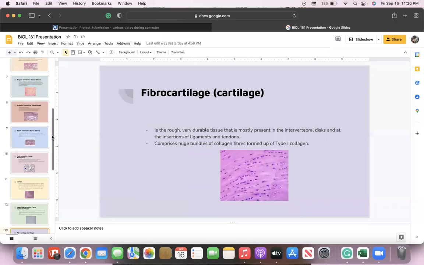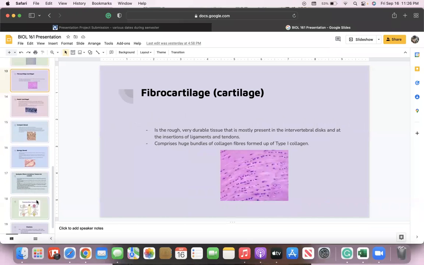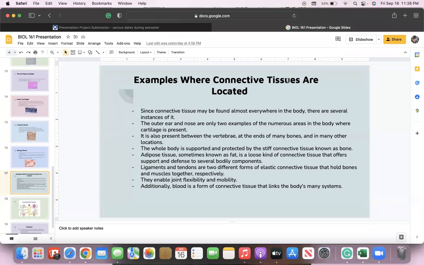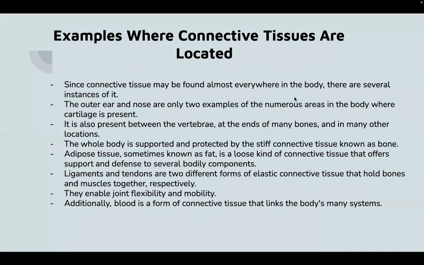And now we are going to talk about where certain connective tissues can be located. Since connective tissue may be found almost everywhere in your body, there are several instances of it. It could be found in the outer ear and nose, and in numerous other areas where cartilage is present, like I was talking about earlier. It is also present between the vertebrae, at the ends of many bones, and in many other locations.